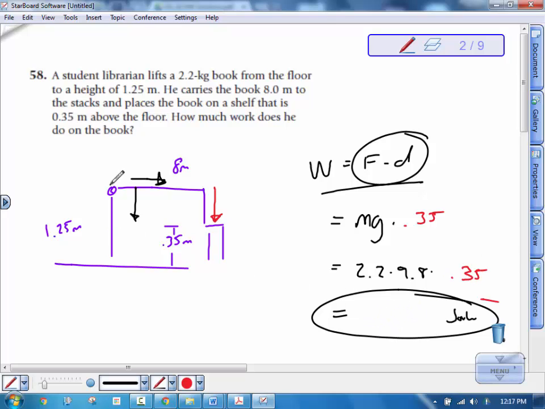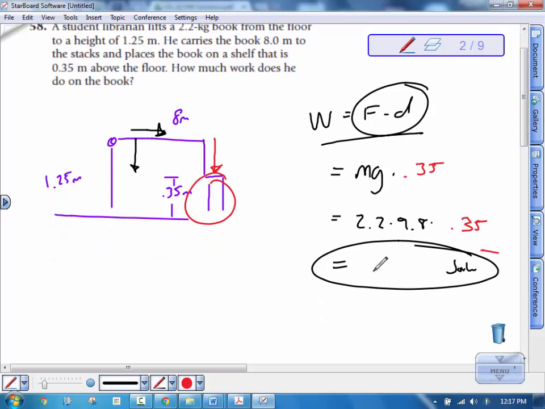So technically, he does work to lift the book up to here. Gravity does work against him, so the total amount of work that he does is actually only 0.35 right there, which gives us about 7.546 joules.